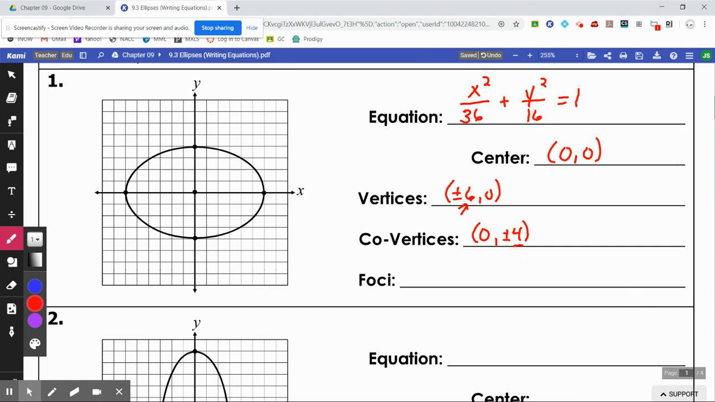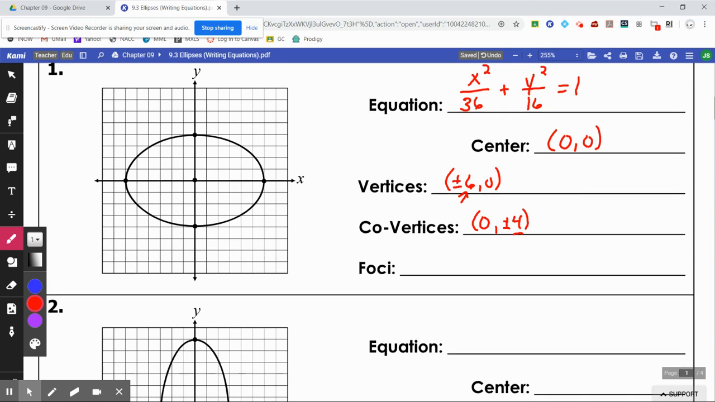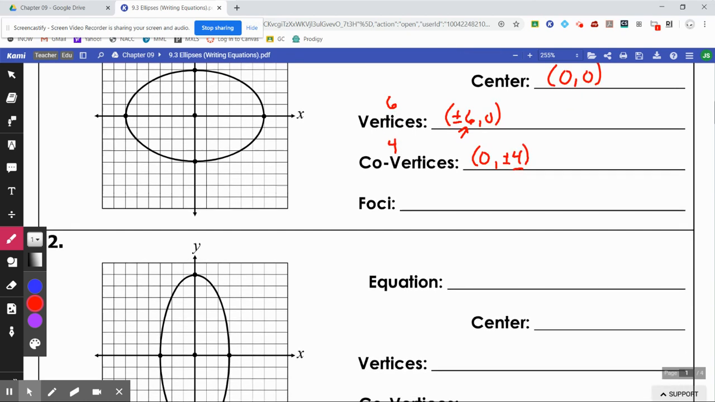There's your equation. Now the foci, if you don't remember, the foci is what the ellipse is revolving around. So to find that distance, here's what we do. The distance to our vertices was 6. The distance to our co-vertices was 4. So therefore, we're going to do a squared minus b squared is equal to c squared, which is the distance c to the foci. So it'll be 36 minus 16 is equal to c squared. So 20 equals c squared.